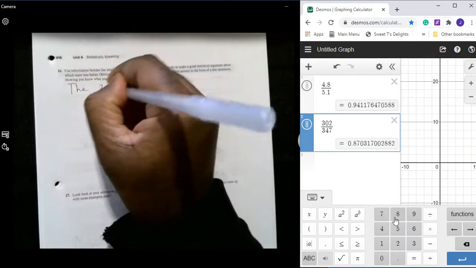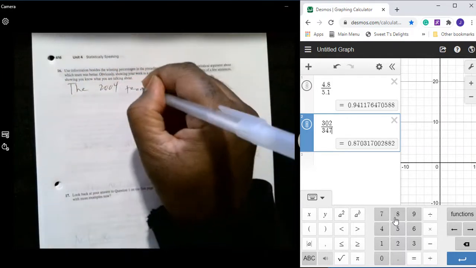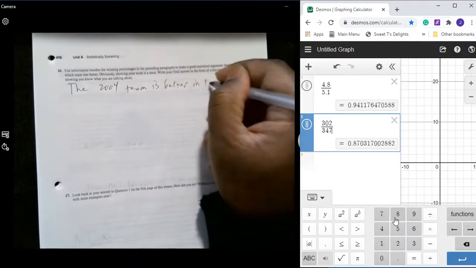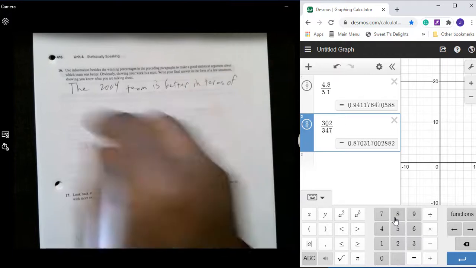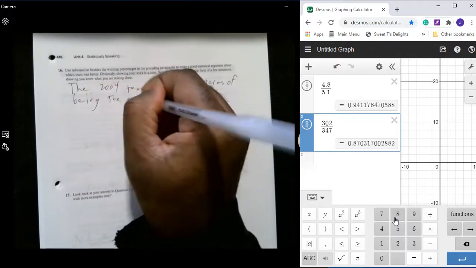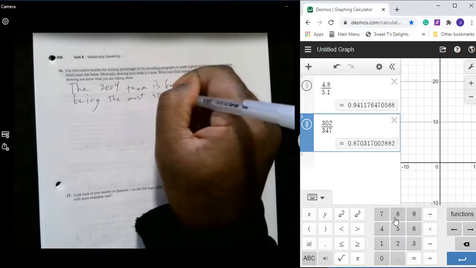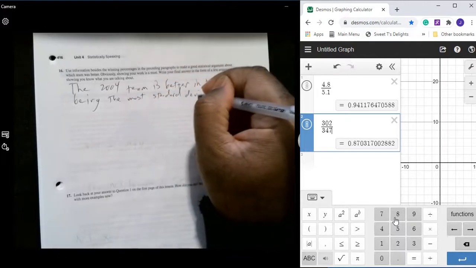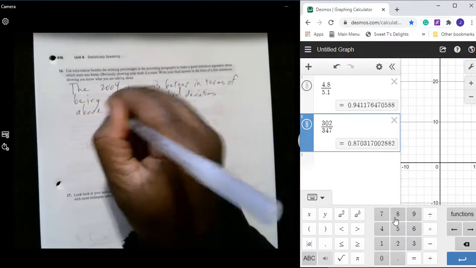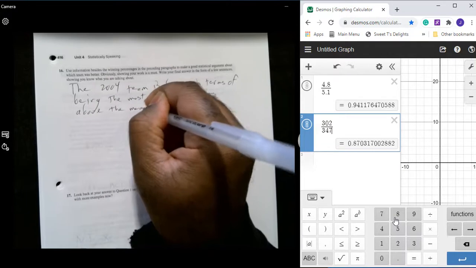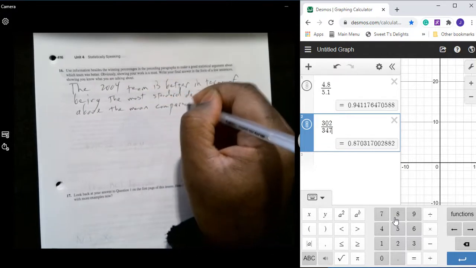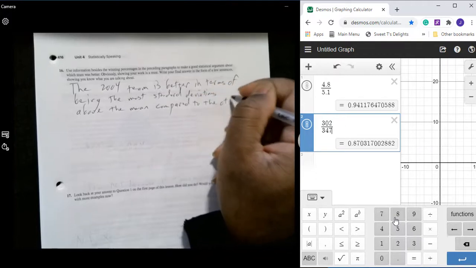The 2004 team is better in terms of being the most standard deviations above the mean compared to the other teams.